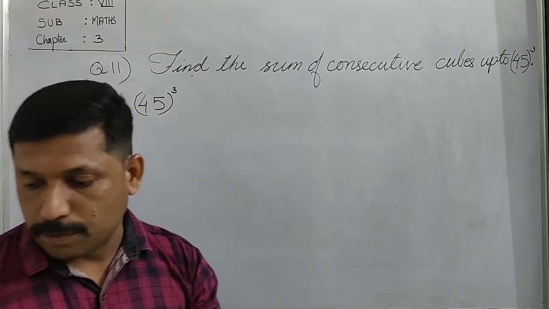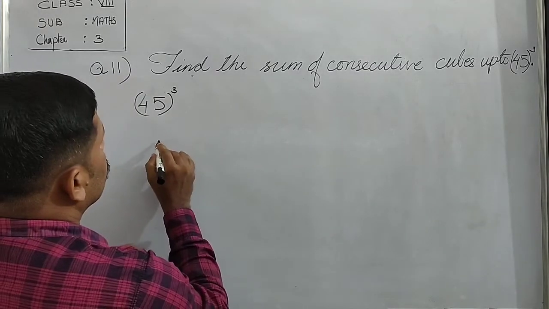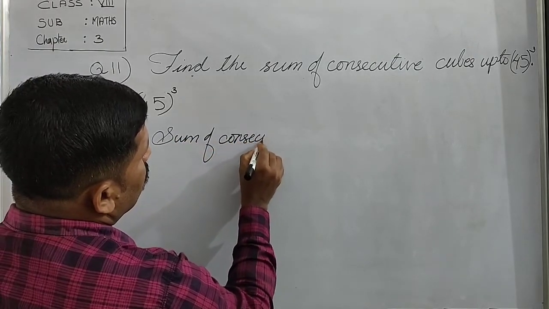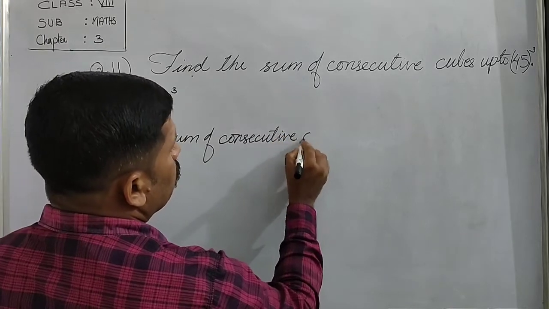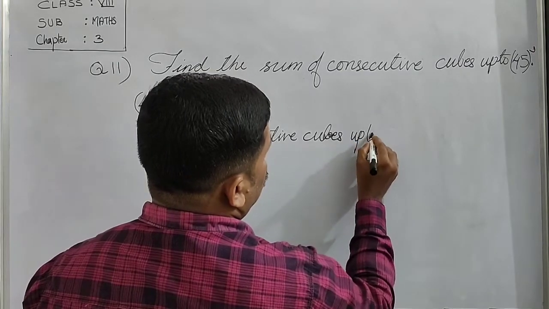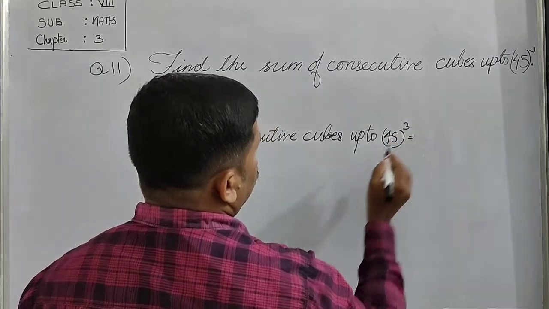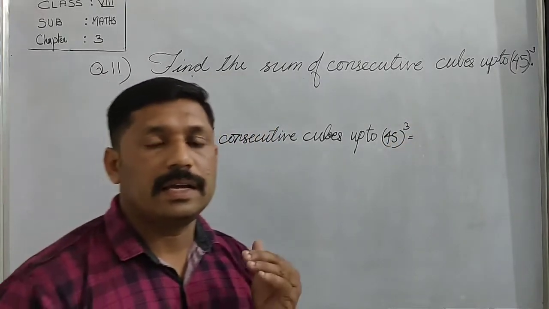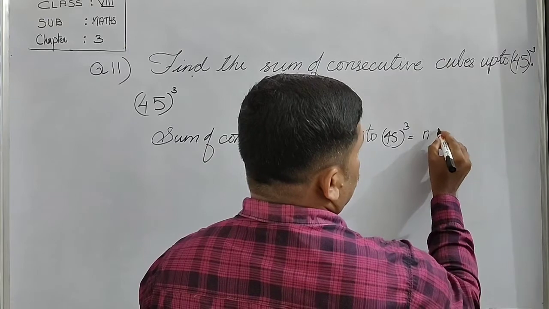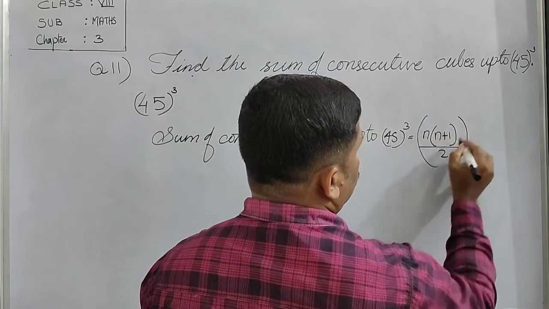So the sum of consecutive cubes, first we write: sum of consecutive cubes up to 45 cube is equal to, as I told the formula, n into n plus 1 upon 2, all squared. So here n into n plus 1 upon 2, all squared.